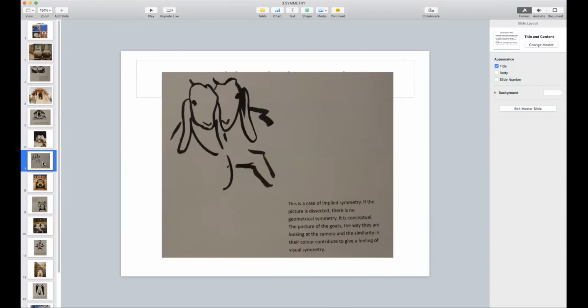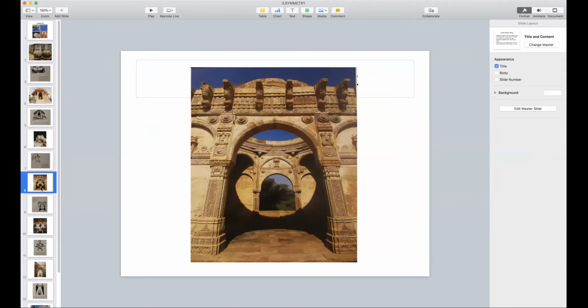So this is a case of implied symmetry. If the picture is dissected, there is no geometrical symmetry. It is conceptual. The posture of the goats, the way they are looking at the camera, and the similarity in their color contribute to give a feeling of visual symmetry. Again, this is an absolutely symmetrical photograph.